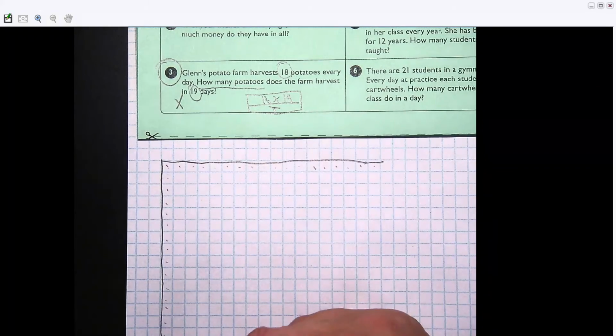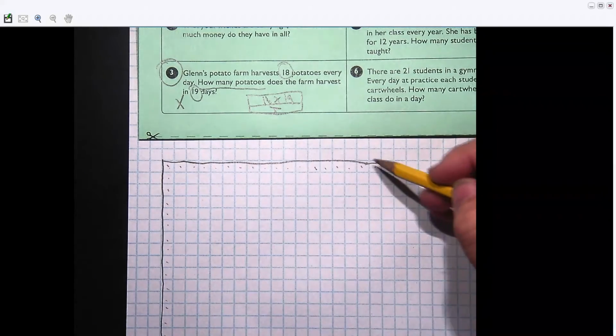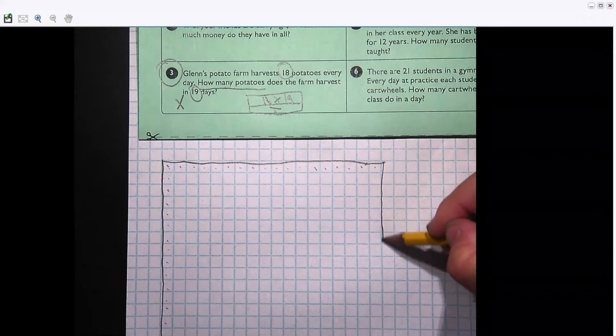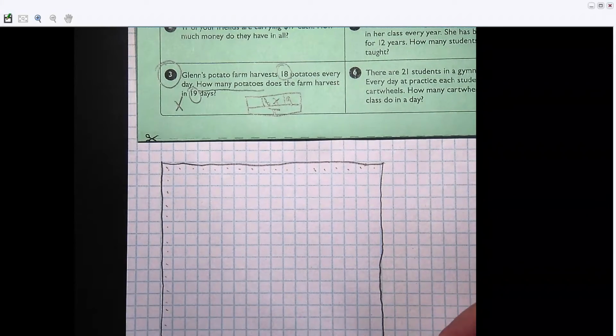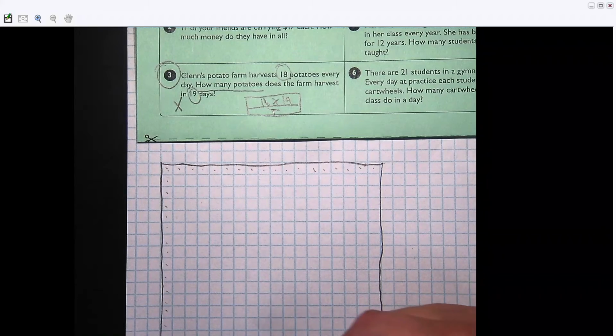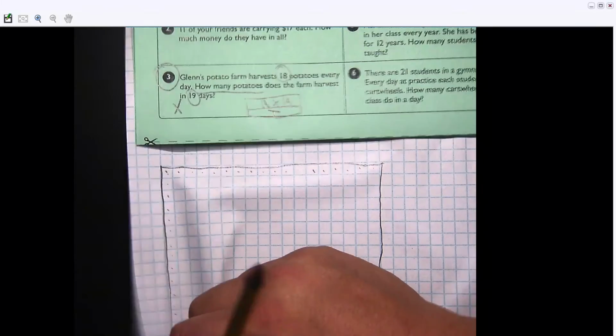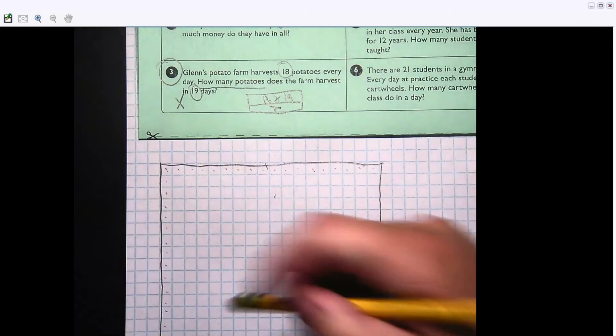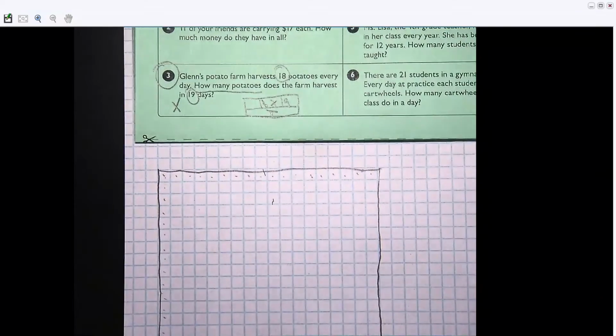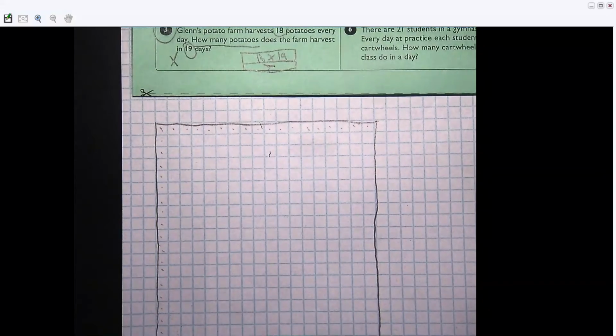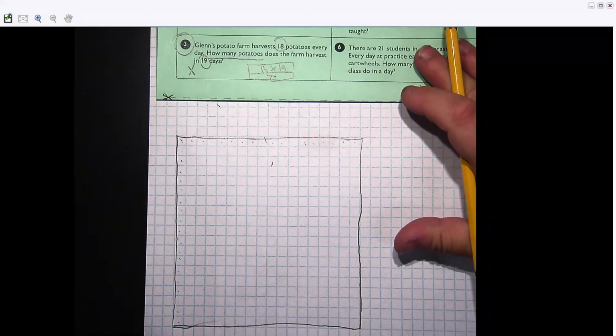The reason this is a combination of arrays and area model is that we're actually creating an area model to scale. What that means is that all of the boxes, if I counted them up, would give me the product of 18 times 19. So this is why we call this a model, because it's very specific to the problem, which is 18 times 19.